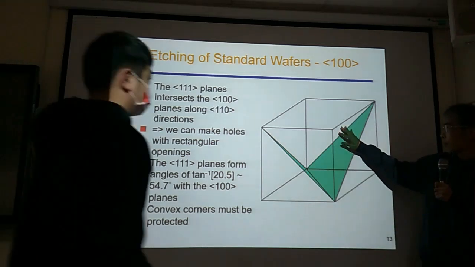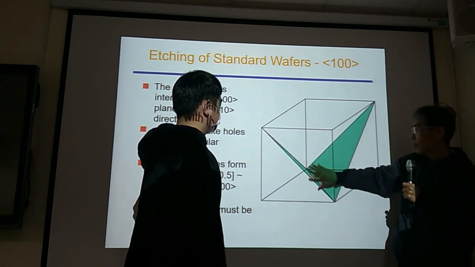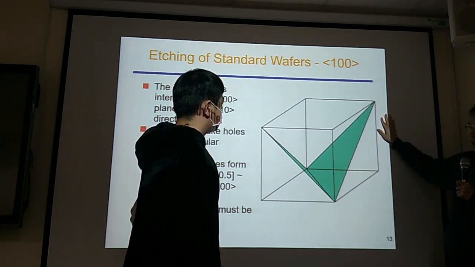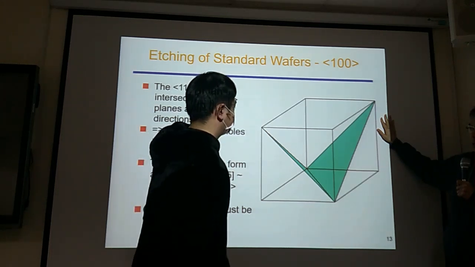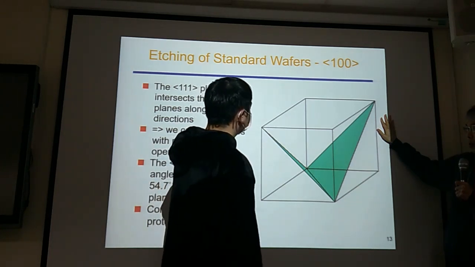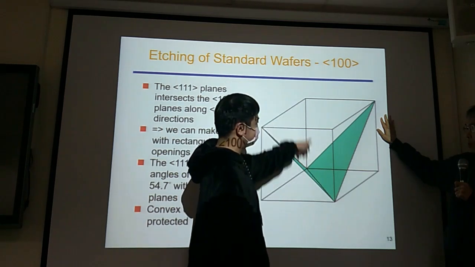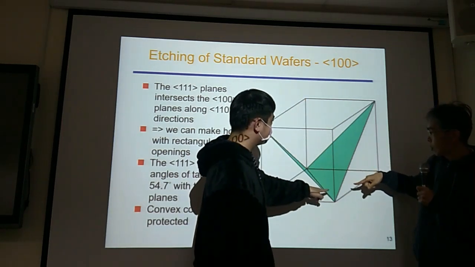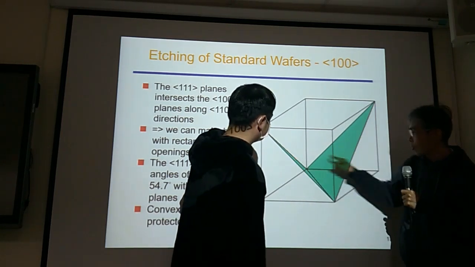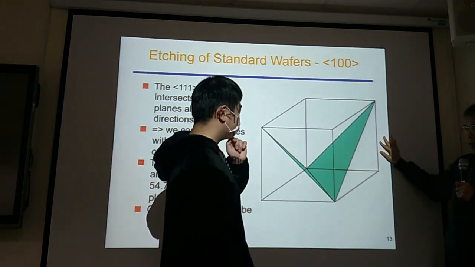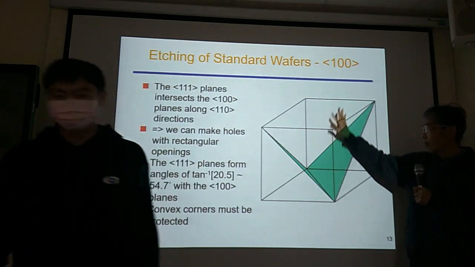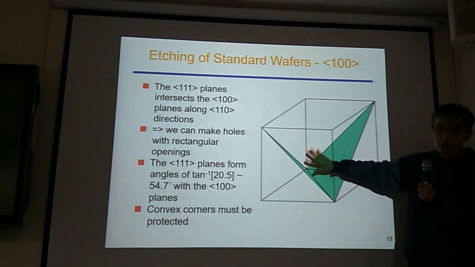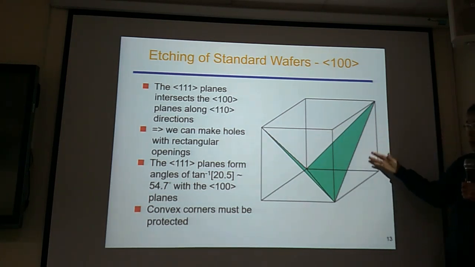So a 100 wafer. So this is the wafer surface. Wafer surface here. So which plane is the 100 plane? Which one? So which one? This one, and this one, and this one, and this one. All 6 planes are 100 planes. Because a 100 wafer means the top surface must be a 100 plane. But this plane is also 100. 0, 1, 0, 0, 0, 1. They are all 100.